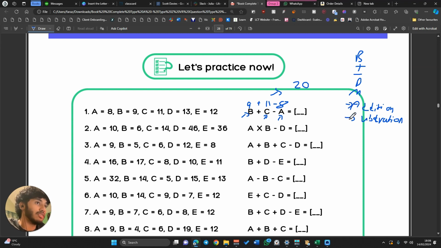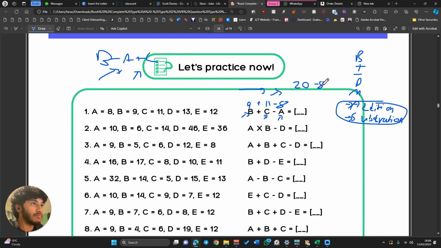So the order of addition and subtraction does not matter. The main thing is you just have to go left to right whenever you've got addition and subtraction. So if it's B minus A plus C, you still do B minus A first and then you do plus C afterwards. So this bit is a bit misleading. But yeah, so 20 minus 8, what that gives you is 12. And now we just look for which one it is, which is E.